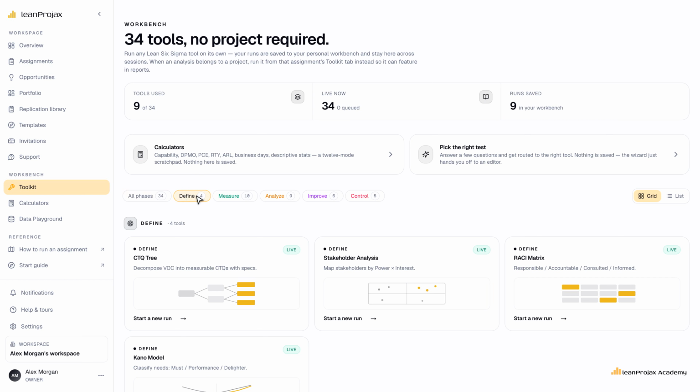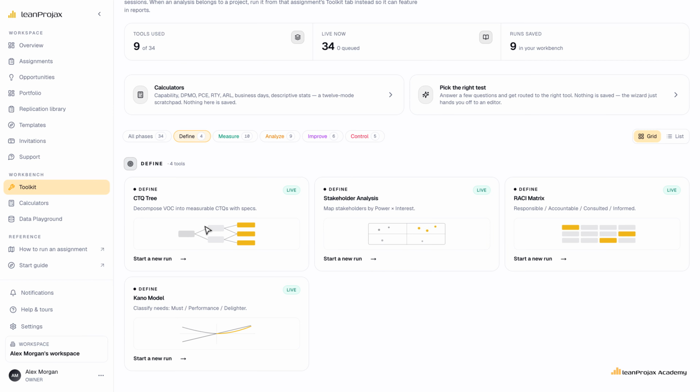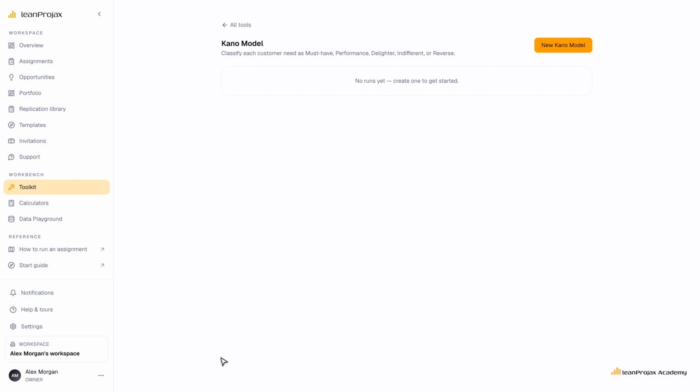And the last group, the tools for when you have no data at all. Define phase, 4 of them. CTQ tree. Decompose voice of the customer into measurable CTQs with specs. We built one of those back in Chapter 4. Stakeholder analysis. Map stakeholders by power and interest. RACI matrix. Responsible, accountable, consulted, informed. And the Kano model. Classify needs as must-have, performance, or delighter.